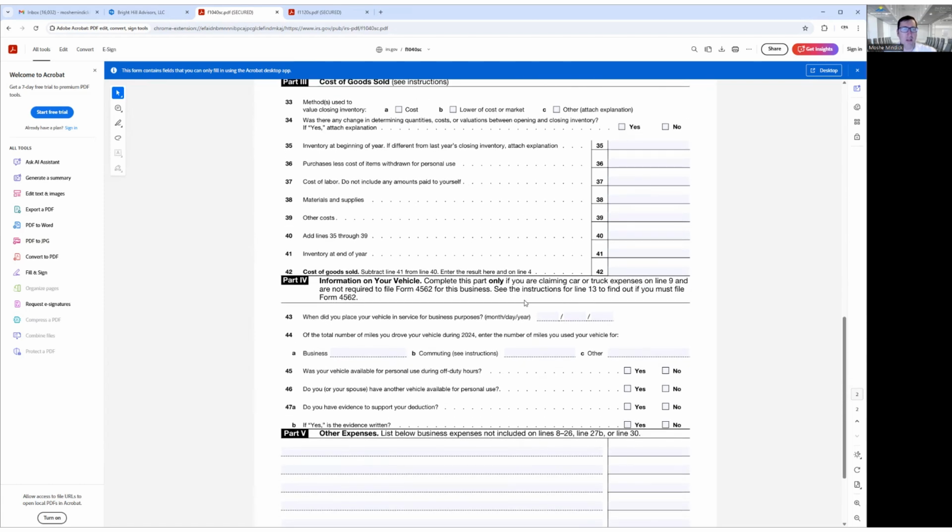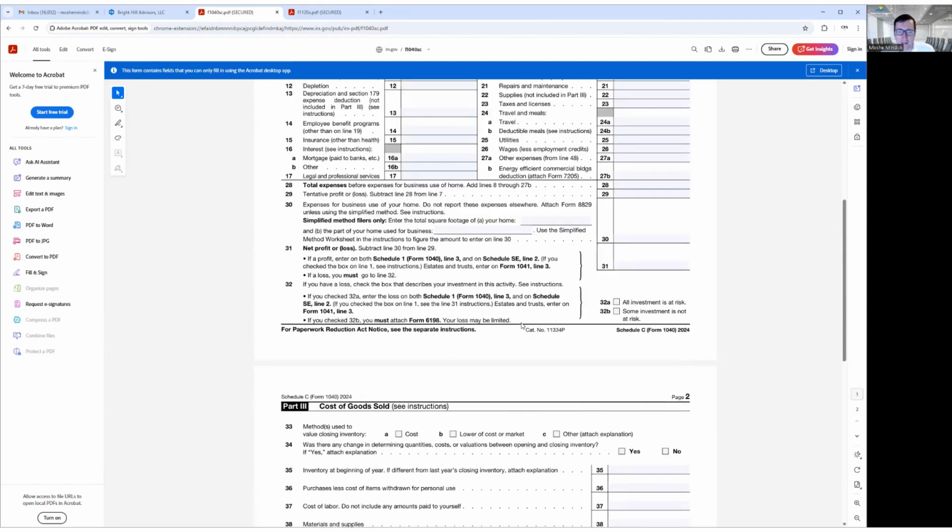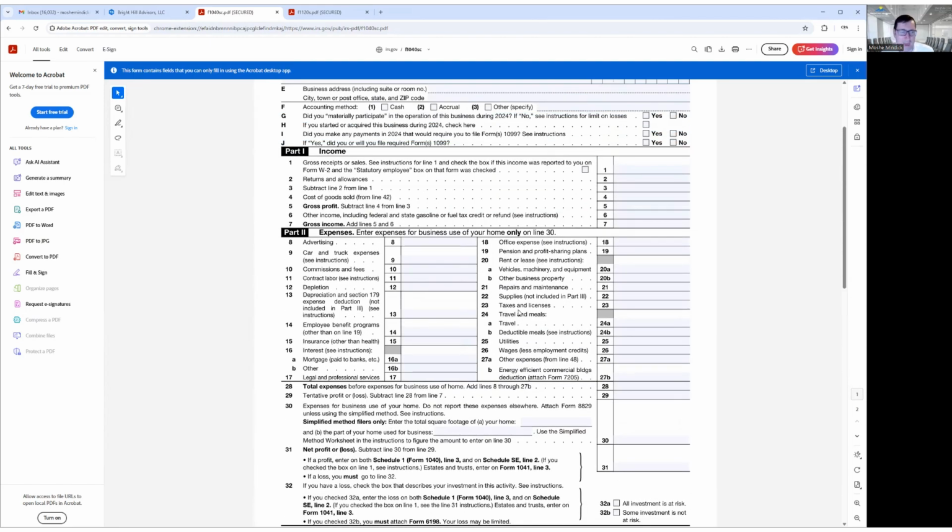Oh, and by the way, the second page here is all about your auto. So yes, the IRS does want to know things about your auto. So don't ask your accountant what you need. Just look at the form and see what the accountant's going to put on there, and you can figure it out. When did you start using your car? How many business miles? How many commuting miles? How many other miles? Was it used for personal? You just fill this out. Why not? Make your accountant's life easier. Maybe the bill will be less.